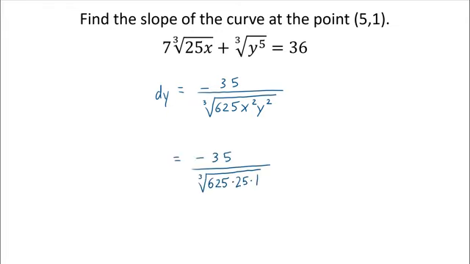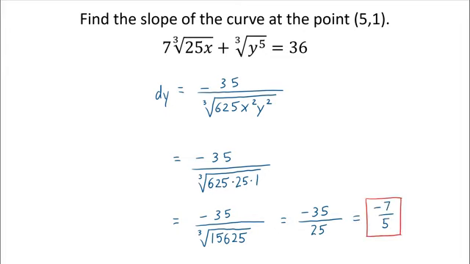That gives us negative 35 over the cube root of 625 times 25 times 1, which gives us negative 35 over the cube root of 15,625. And the cube root of 15,625 is 25. So now we have negative 35 over 25, which reduces to negative 7/5.